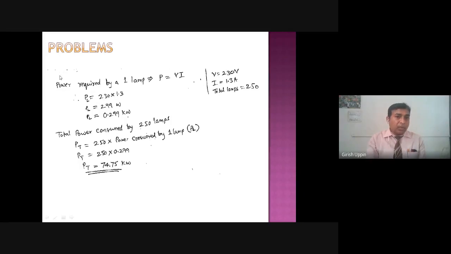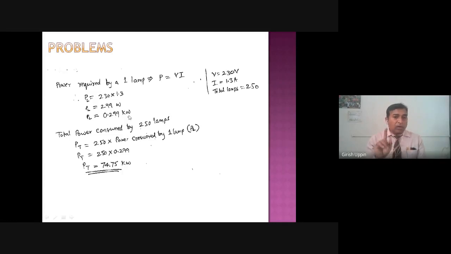Draw the circuit diagram. Power required by one lamp. Okay, for one lamp, how much power is required? P is equal to VI is the formula. PL is the power required by one lamp, 230 into 1.3. So PL is equal to 299 watt. Correct. In the question they have asked how many kilowatt. How to convert this into kilowatt? You divide by 1000. So 1000 watt becomes kilowatt. 299 divided by 1000 becomes 0.299 kilowatt.